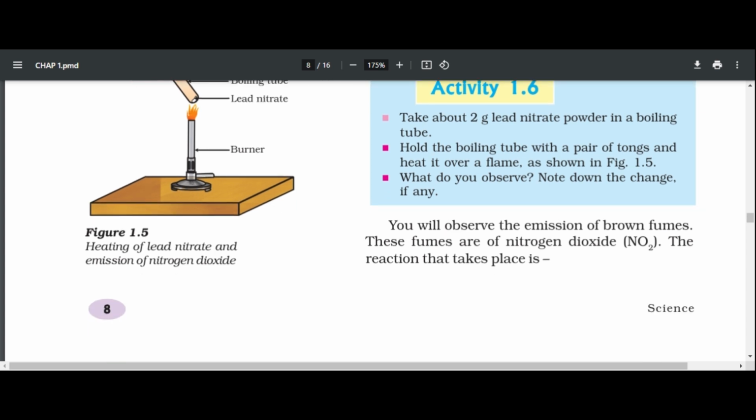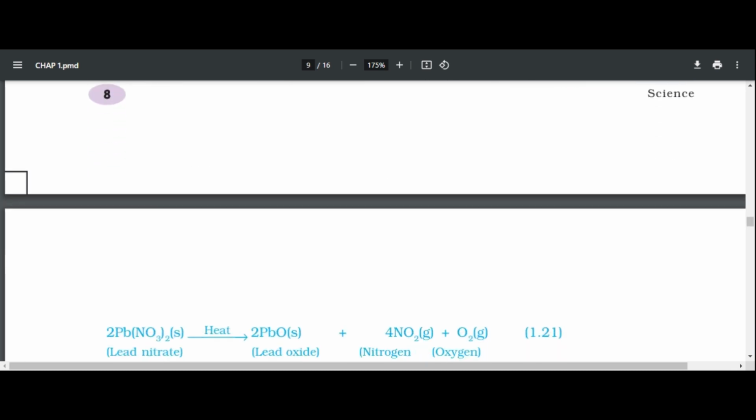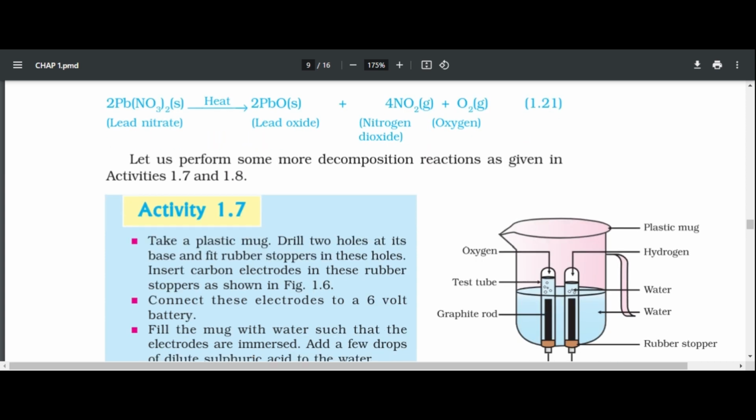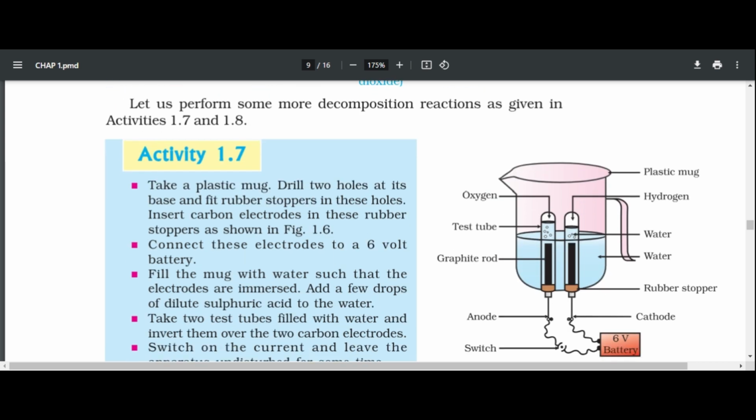You will observe the emission of brown fumes. These fumes are of nitrogen dioxide, NO2. The reaction that takes place is 2Pb(NO3)2(s), lead nitrate, in the presence of heat gives 2PbO(s), lead oxide, plus 4NO2(g), nitrogen dioxide, plus O2(g), oxygen. This is equation 1.21. Let us perform some more decomposition reactions as given in Activities 1.7 and 1.8.